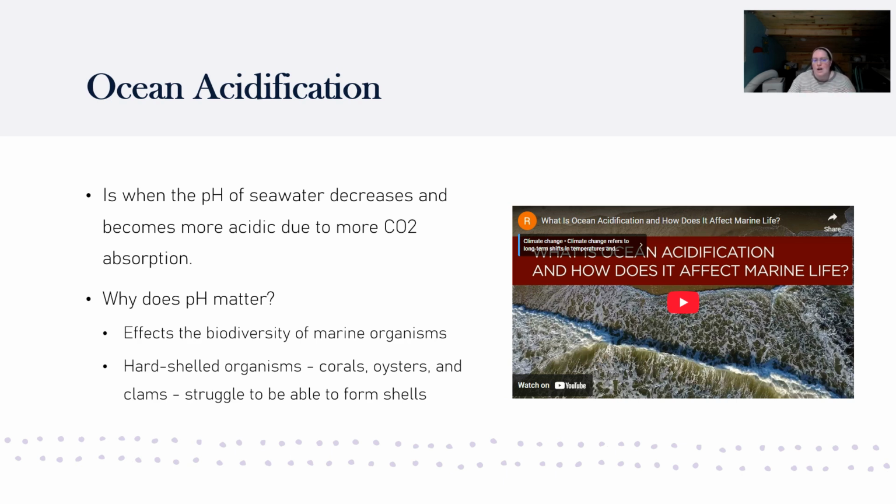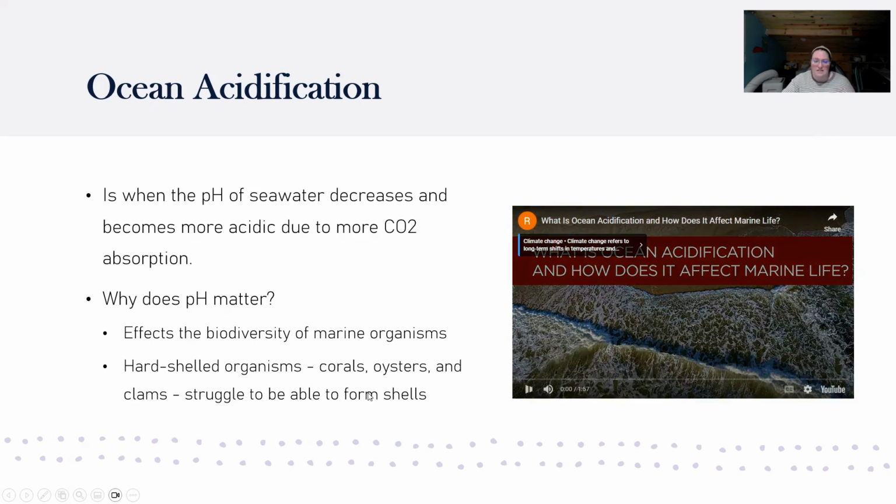So why does this matter? Well, animals and plants require a certain pH to be able to function. So this affects the biodiversity of marine organisms and our hard-shelled organisms such as corals, oysters, and clams. They struggle to form these shells, which is an issue if that's what you rely on to keep you safe. And especially corals. Corals are super important, and they are the backbone of so many ecosystems. If we lose those corals because they don't have those hard shells, that can really cause an issue.